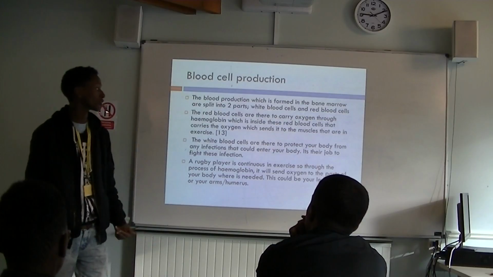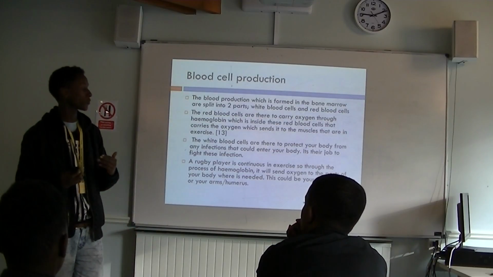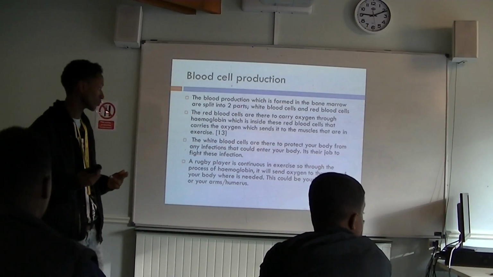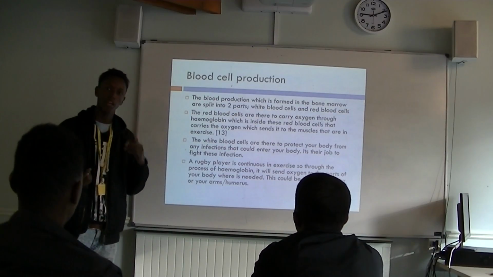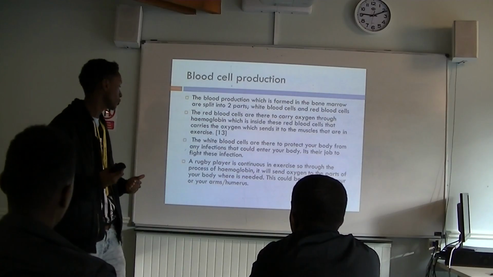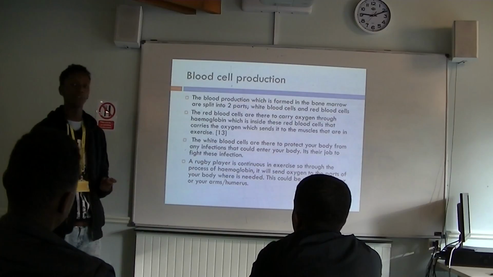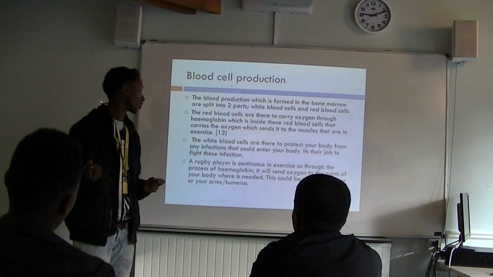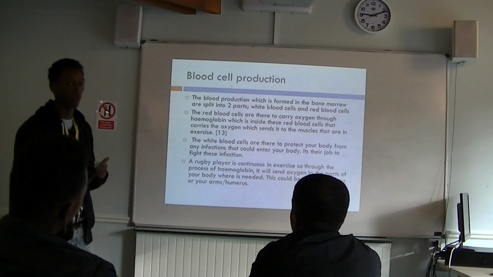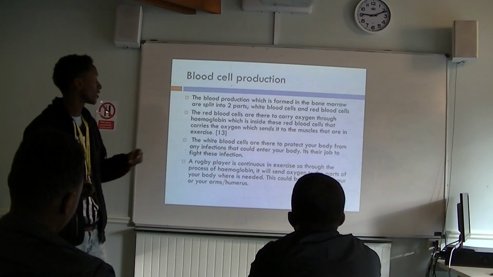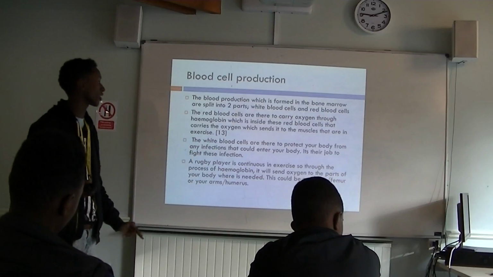the working muscles. So for example, within the sport of rugby, he needs oxygen within his femur as he needs to kick a ball, or within his humerus he needs to throw the ball. So therefore he needs to use hemoglobin, which then sends the oxygen to the muscles that are in exercise.